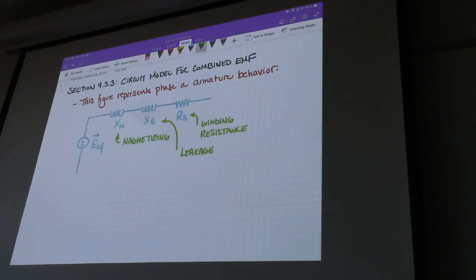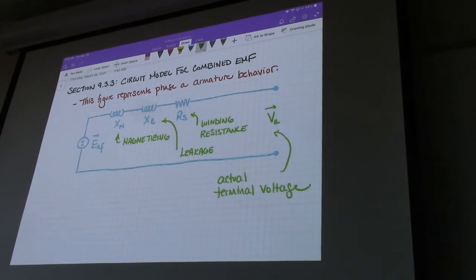And then what we have is the actual terminal voltage of the generator itself. So VA of T, or I can just write it as a vector. And that's the actual terminal voltage. And this right here, this induced EMF, it represents the linkage between the rotor and the stator.